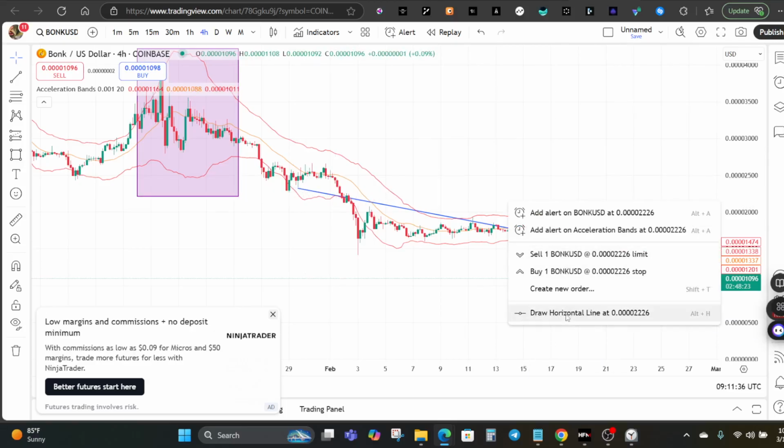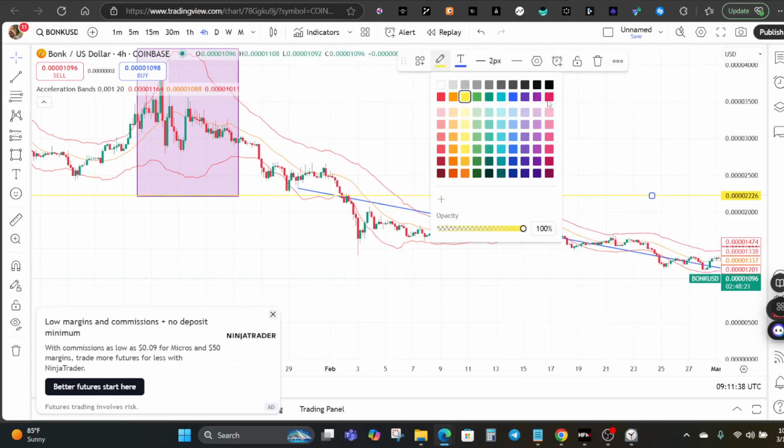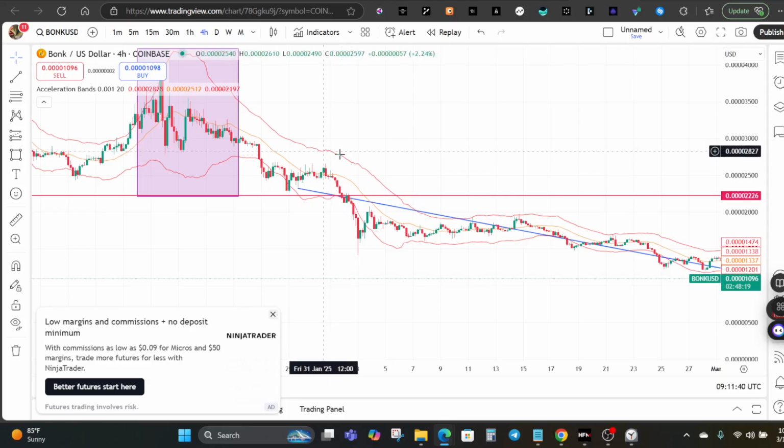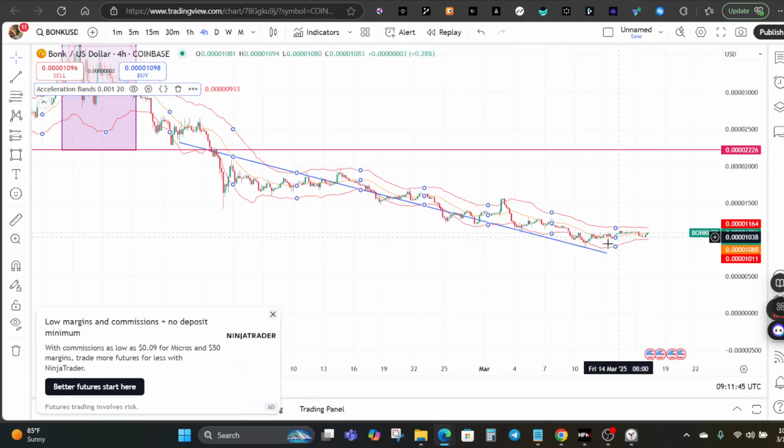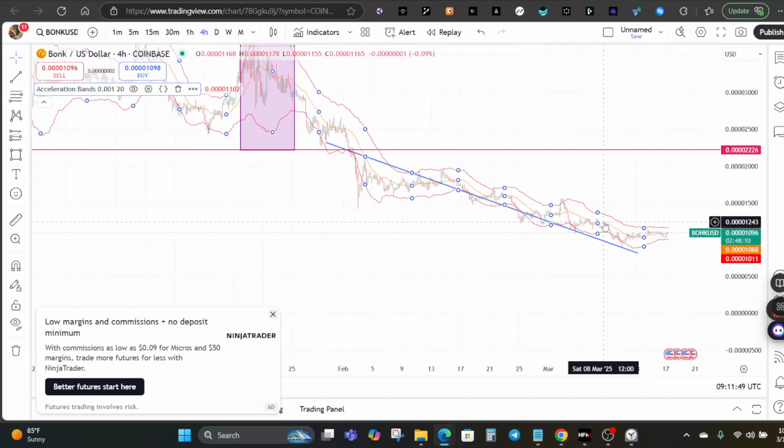If we had entered a sell, then maybe we would have considered setting a stop loss above the swing high. And then for our take profit, we can just wait for price to break above the upper band. That can be our signal for exiting our sell.